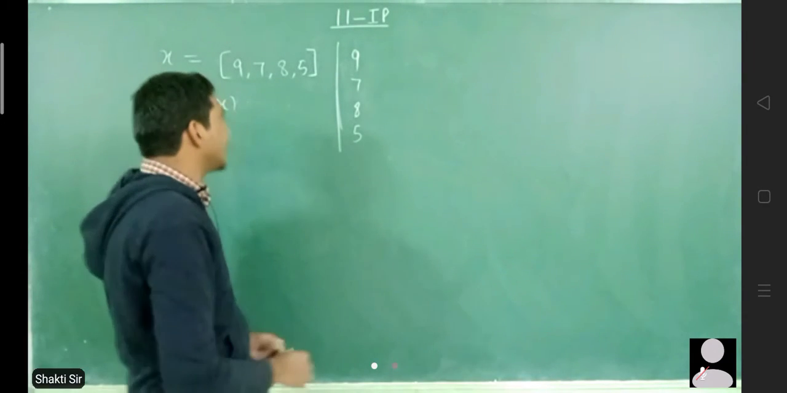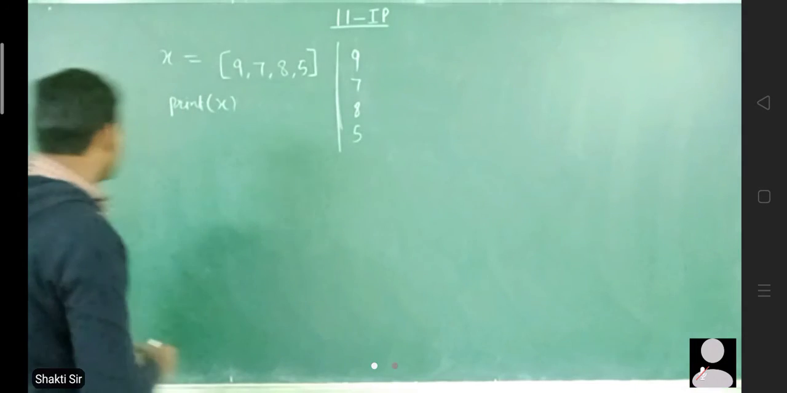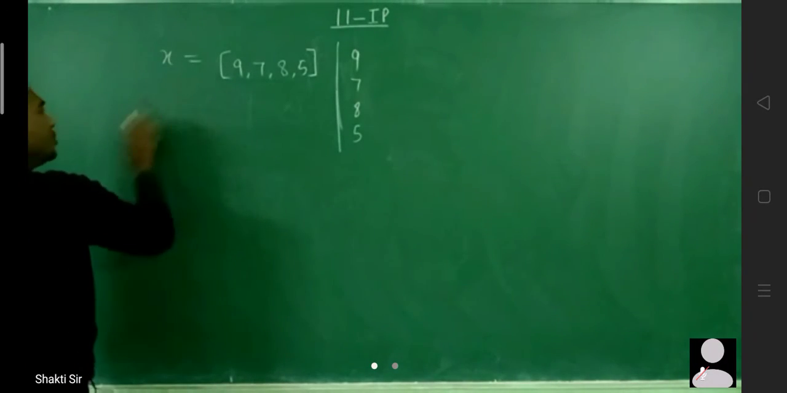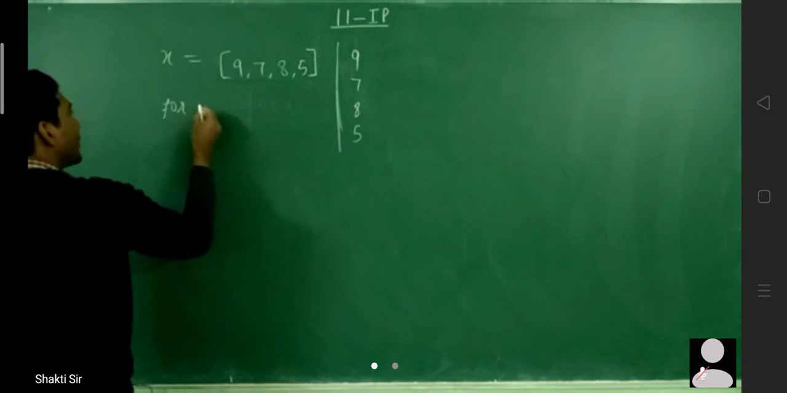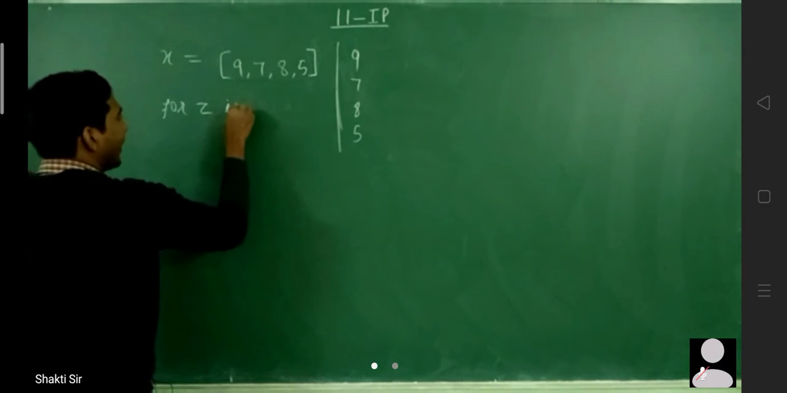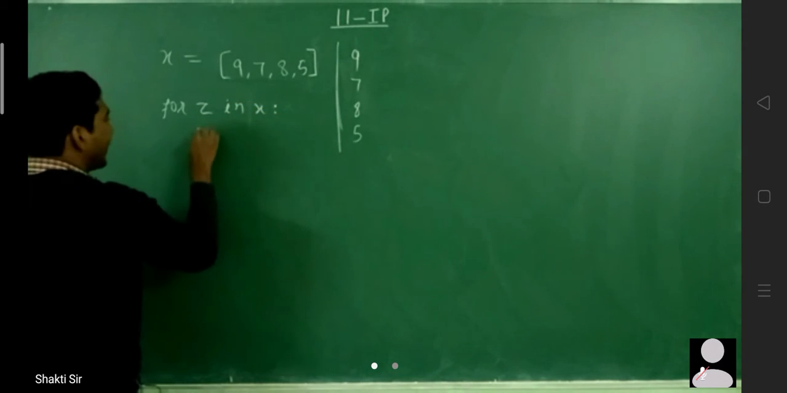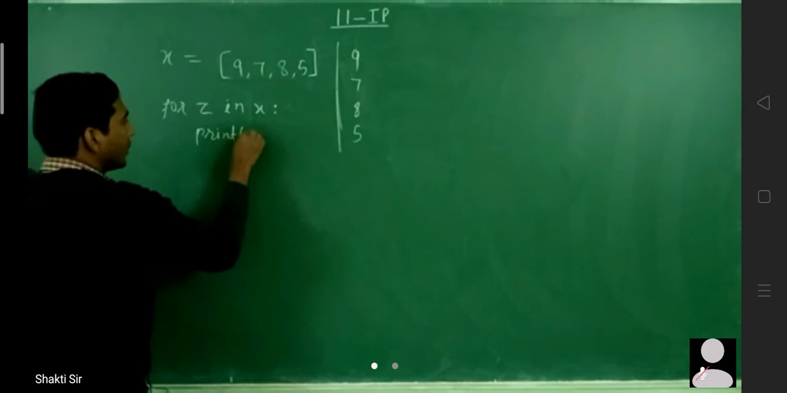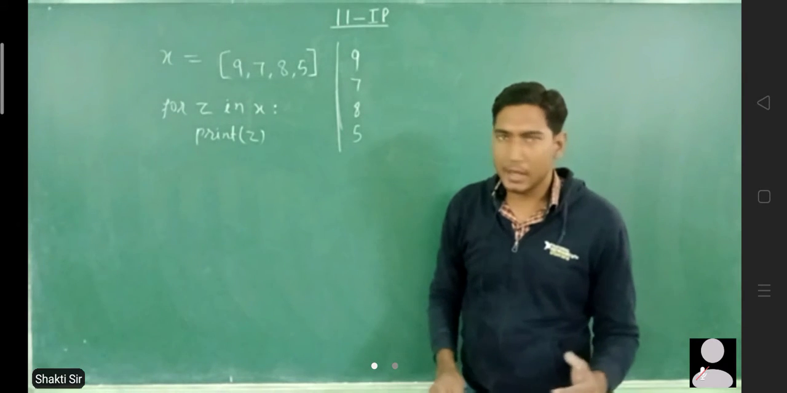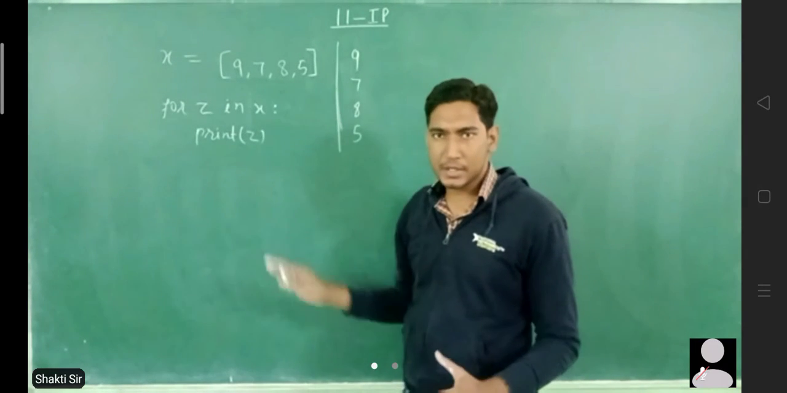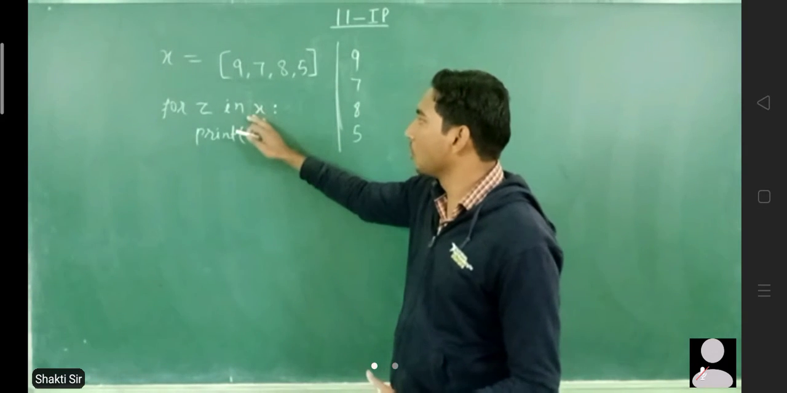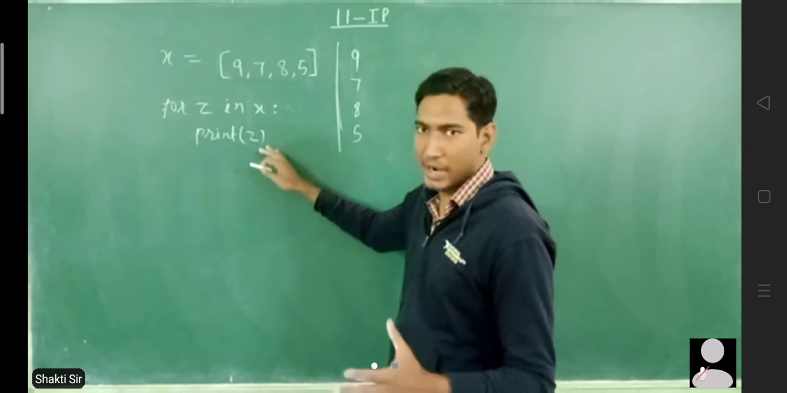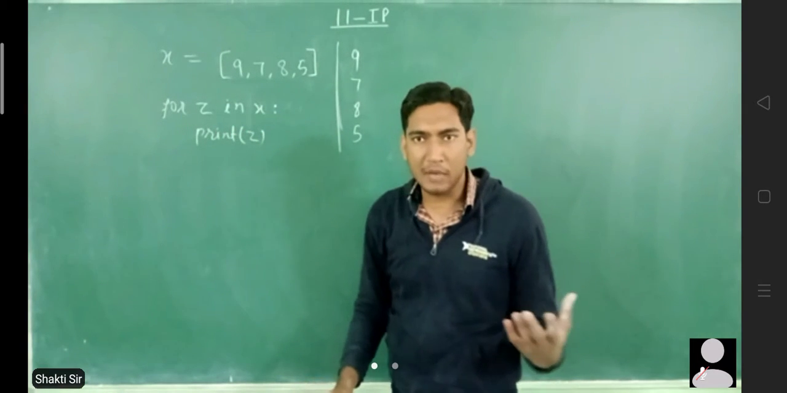In that case, we use a for loop. Use a for loop to do that. For, and now you can use any variable name like z in x. And here you will get the output 9, 7, 8, 5. So if you want to print individual elements of a list separately, not all together, then we can use a for loop: for z in x, then print z. Instead of z, you can use any other variable name.